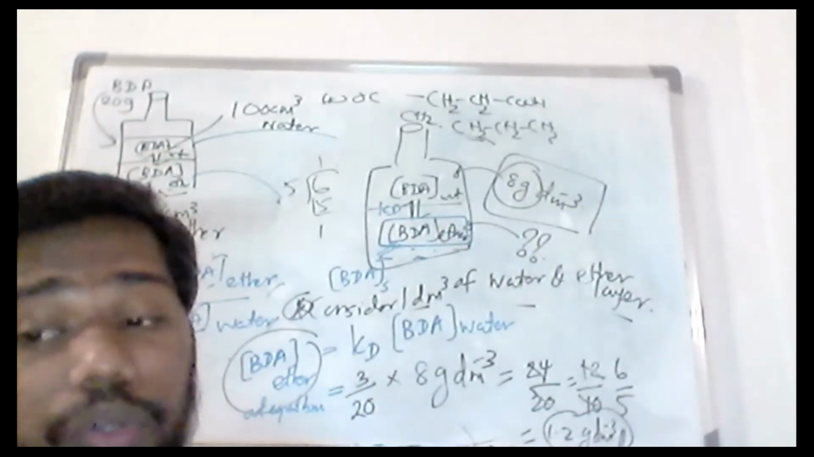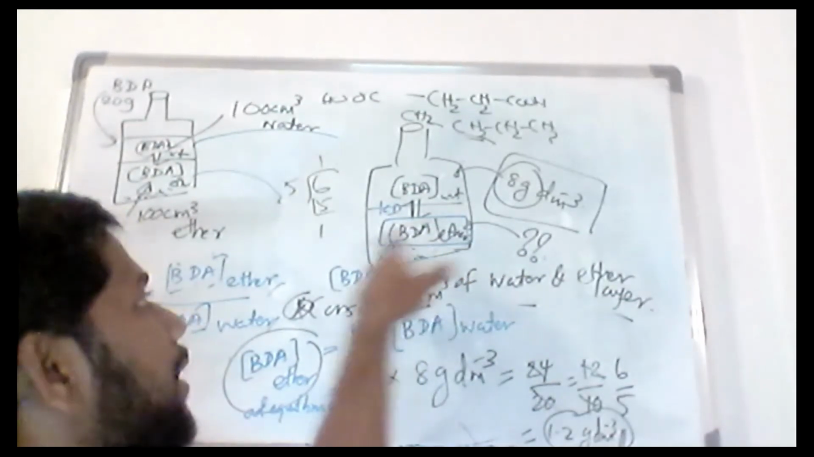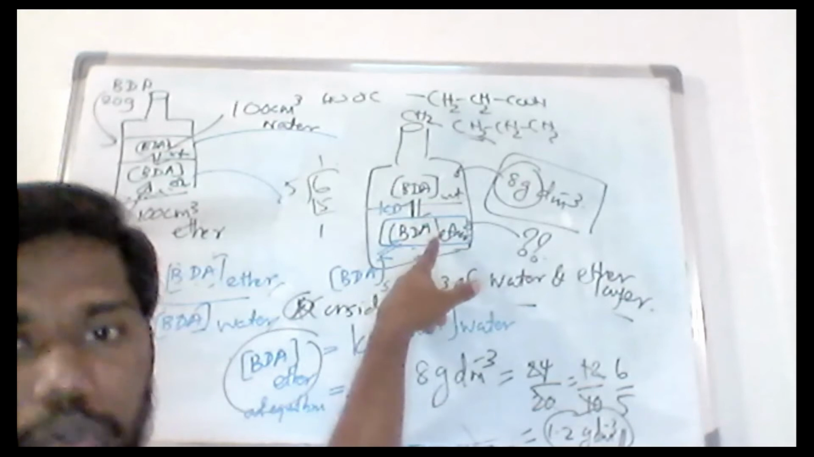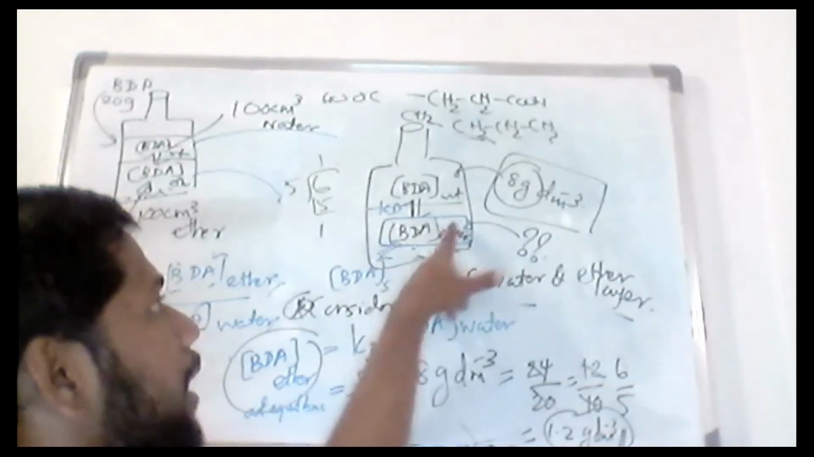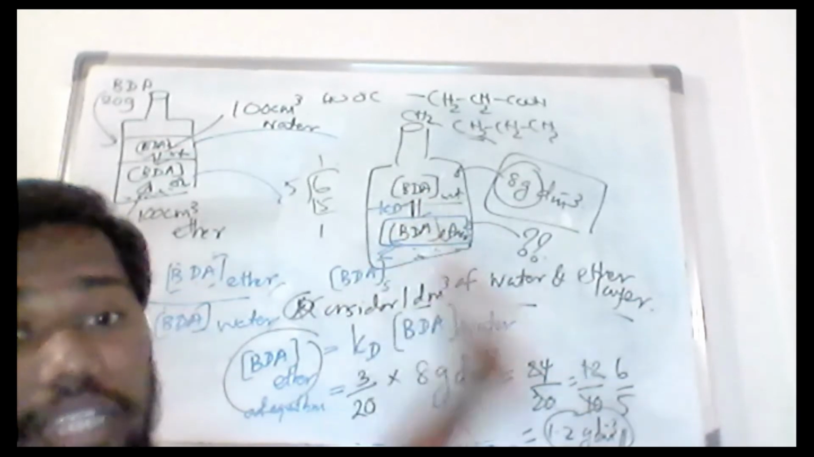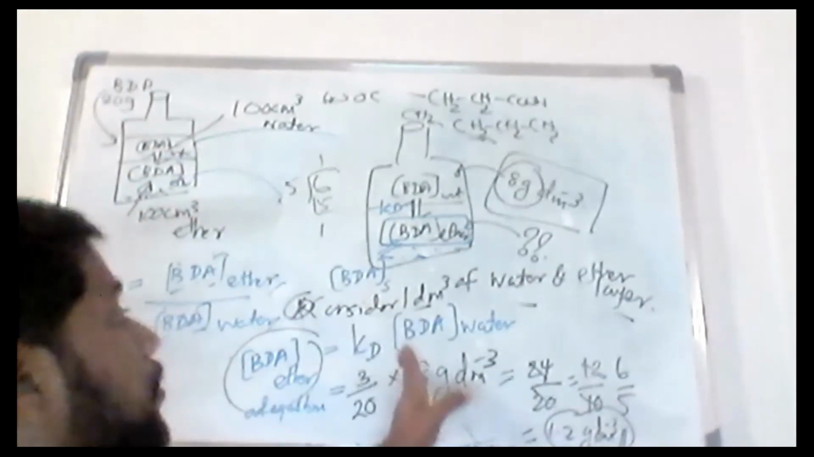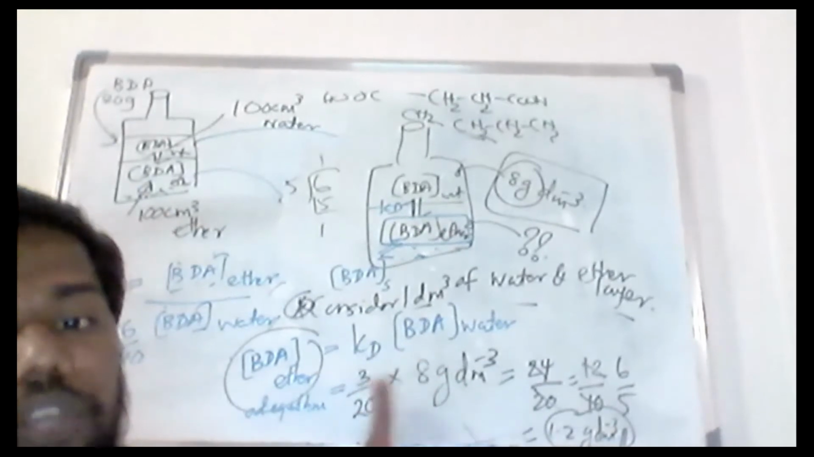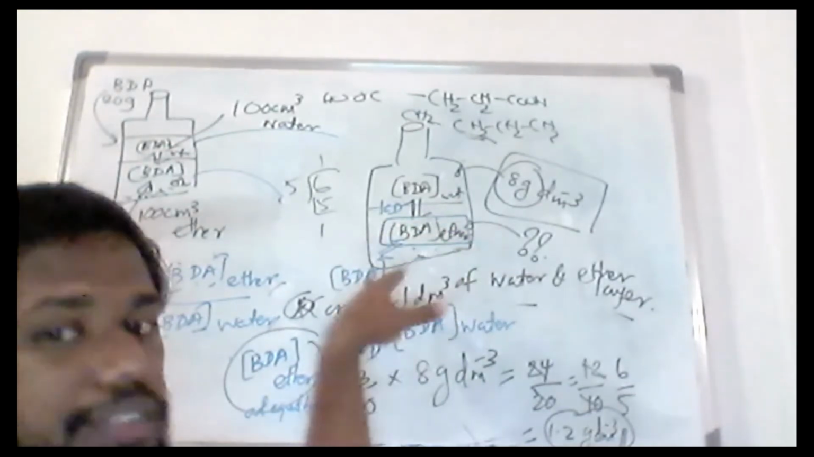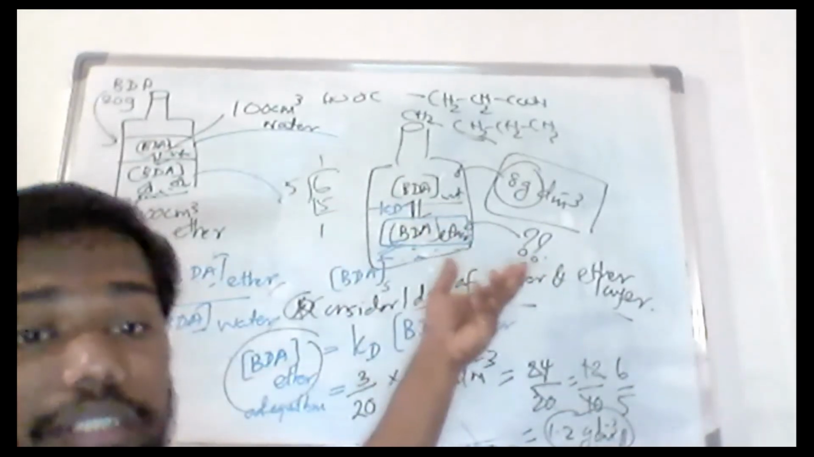But the explanation here that you need to understand, since there is a small amount remaining here, there is a KSP equilibrium between these two, and there is a KD equilibrium between these two. And finally, the BDA concentration here in the solution should be the same from either KD or KSP. That is what is important to understand. Otherwise, you cannot use this equation.